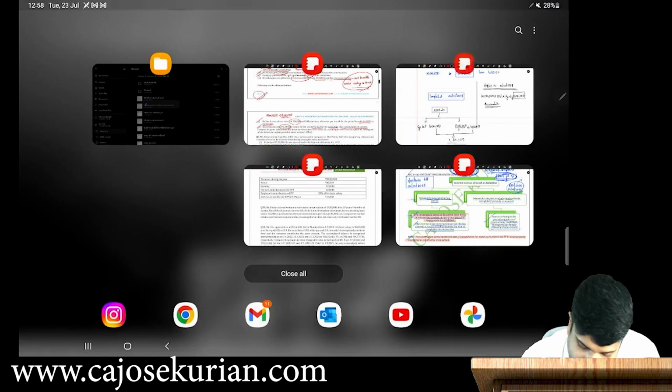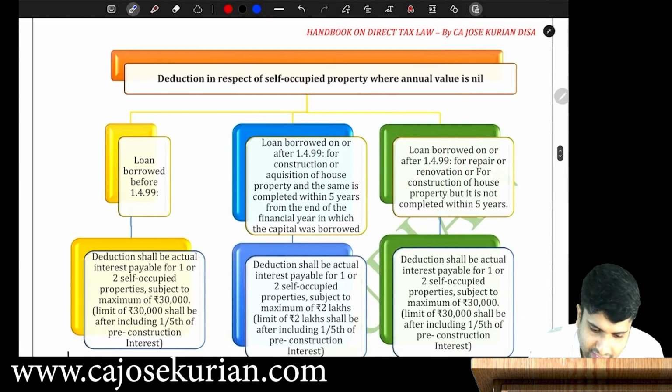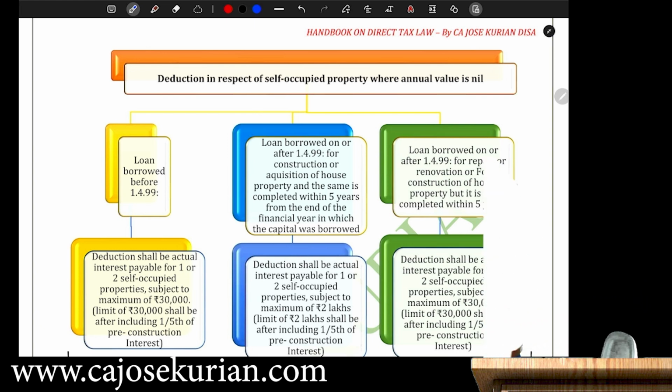What is next, friends? Say for example, for let out property, there is absolutely no restriction for what? Interest rate. However much your actual interest is, you can claim that interest as a deduction. For let out property, deemed let out property, and a property where part of the year is self-occupied and part let out, there is no restriction for the interest.